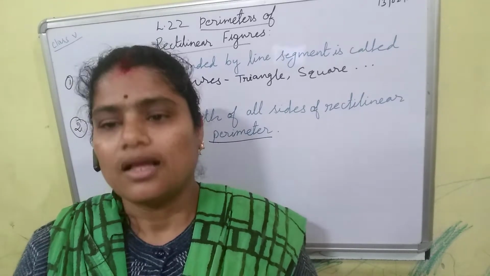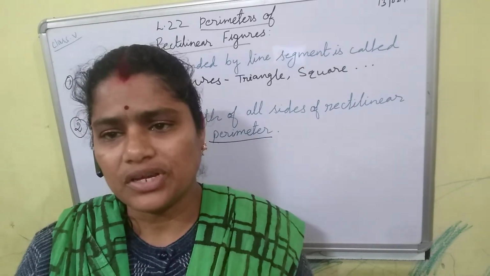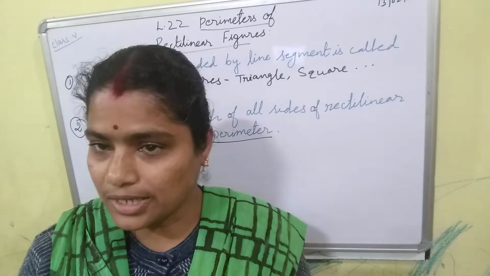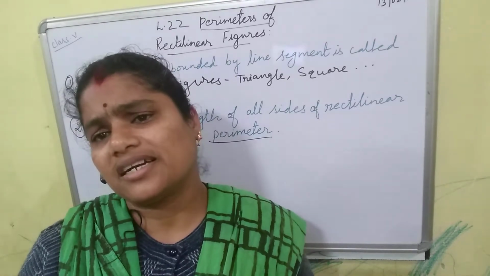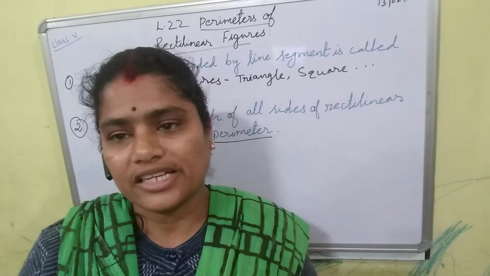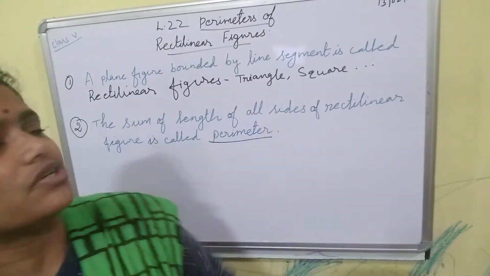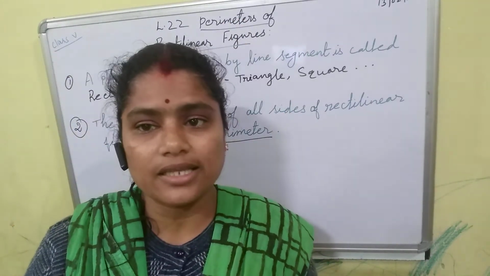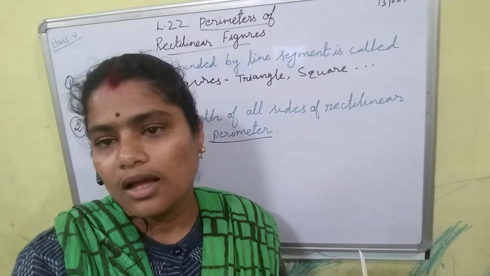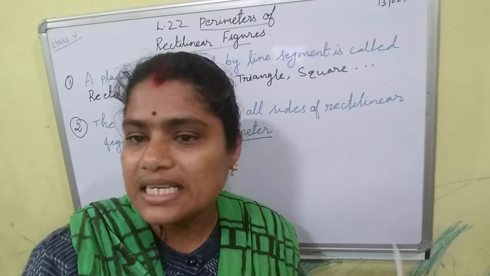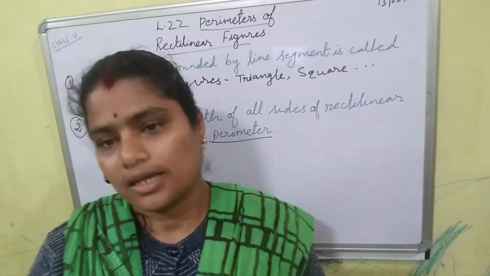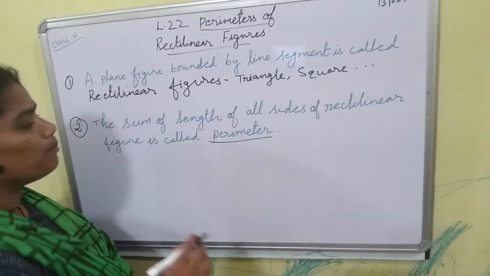Once again, a plane figure bounded by line segments is called a rectilinear figure. Example: rectangle, triangle, square, etc. The next topic is perimeter. The sum of the lengths of all the sides of a rectilinear figure is called the perimeter. Clear?